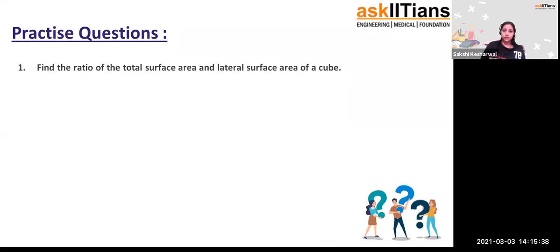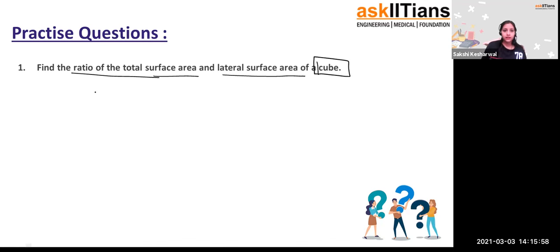Now, coming to the next question. The next question says, find the ratio of the total surface area and the lateral surface area of a cube. It says of a cube.